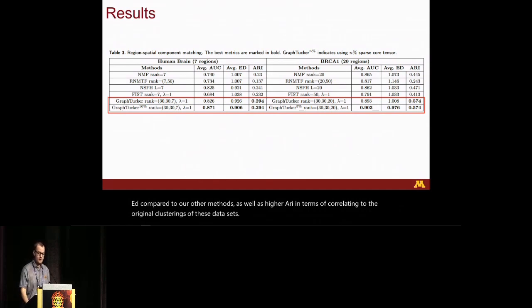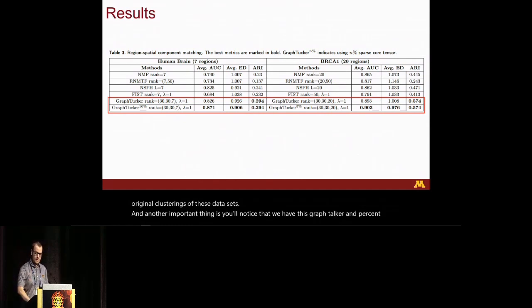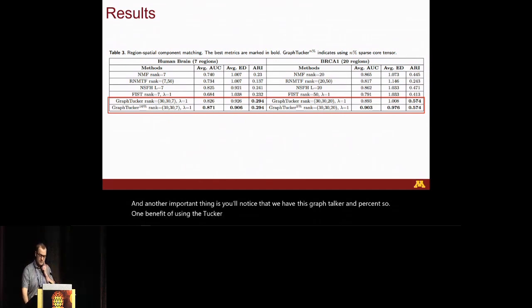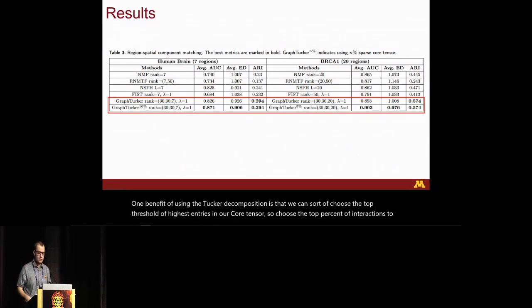And another important thing is you'll notice that we have this Graph Tucker n%. So one benefit of using the Tucker decomposition is that we can choose the top threshold of highest entries in our core tensor. So choose the top % of interactions to include in our evaluation. And we actually found that when we include the most important interactions, we're getting better spatial component matches to the regions.